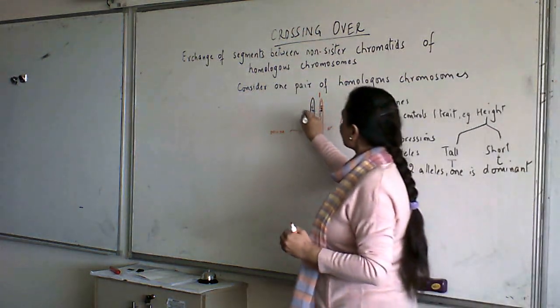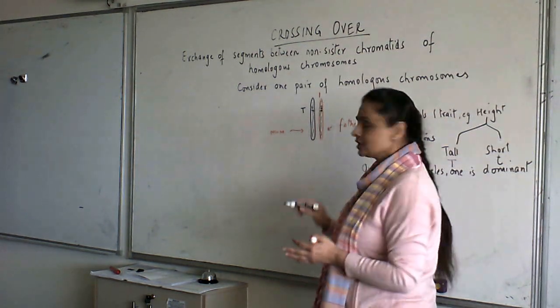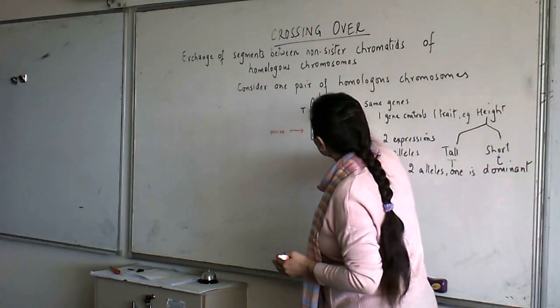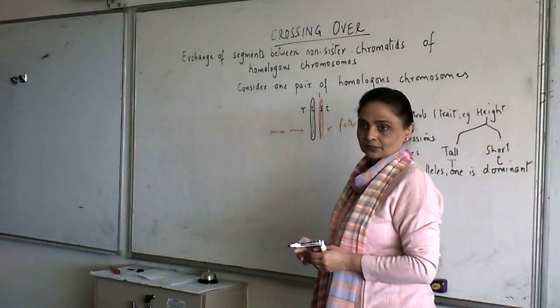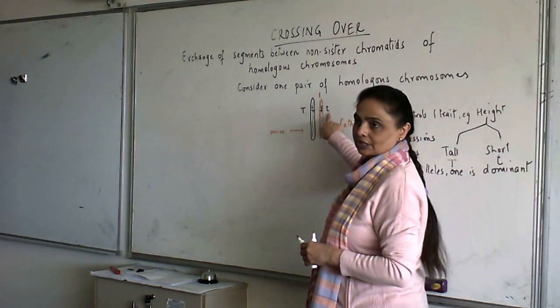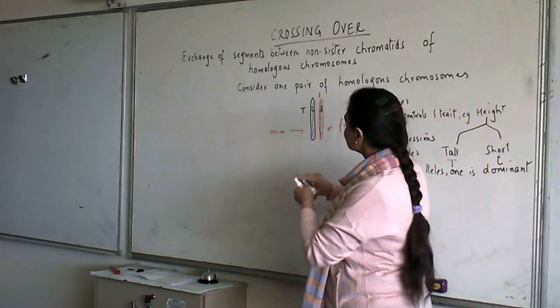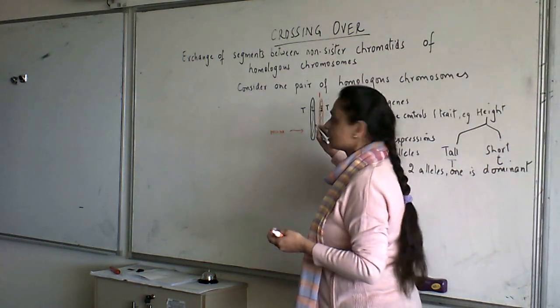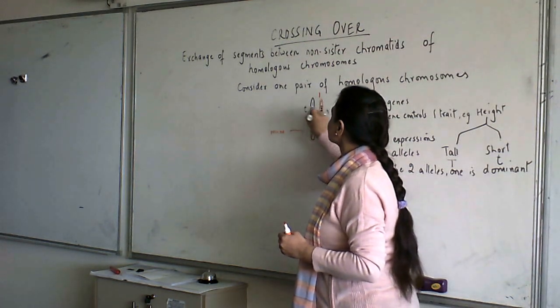So if you get, for example, a capital T from one of your parents and a small t from the other parent, you will appear to be tall. Why? Because tallness is dominant over shortness. If you get both big T's, you're going to be tall anyway. So when are you going to be short? When you get both small t's.